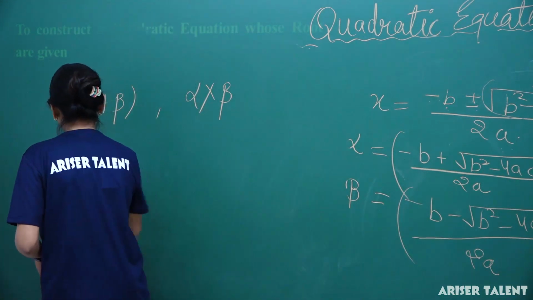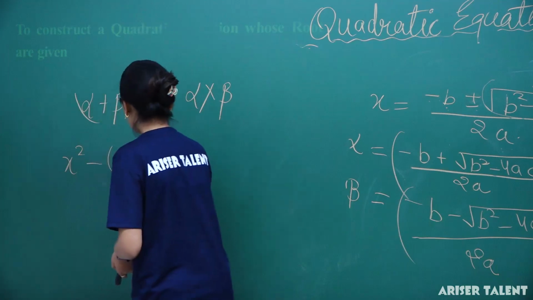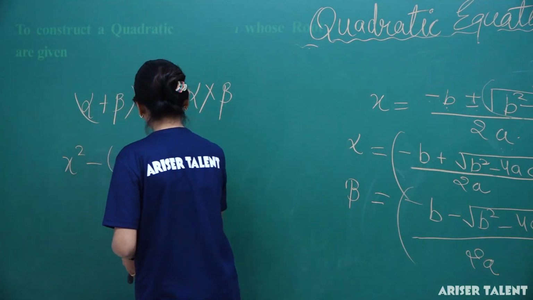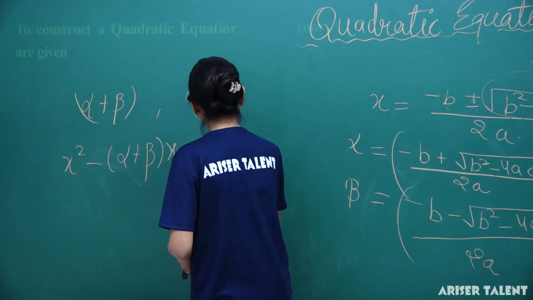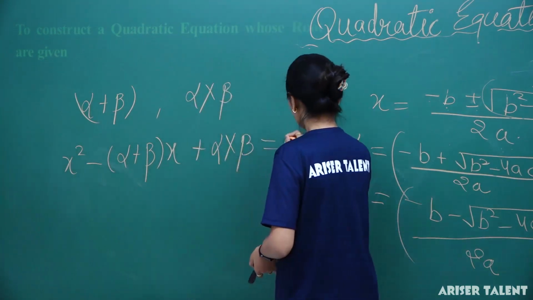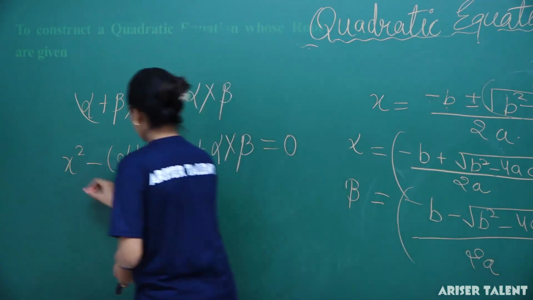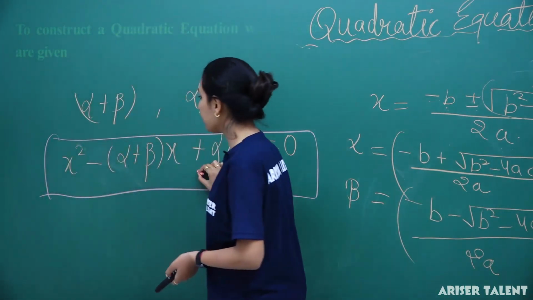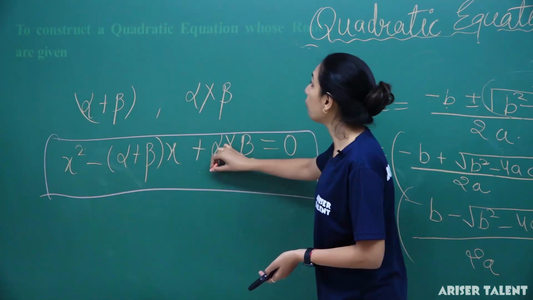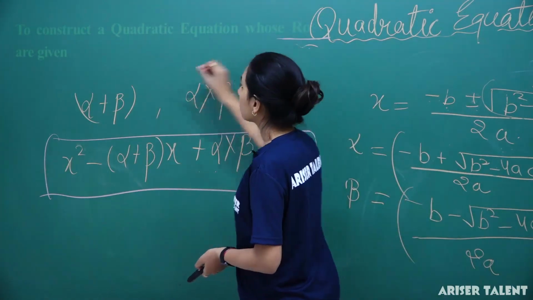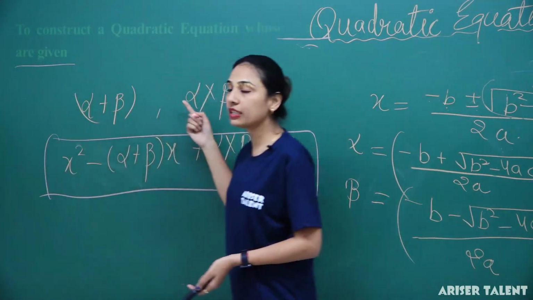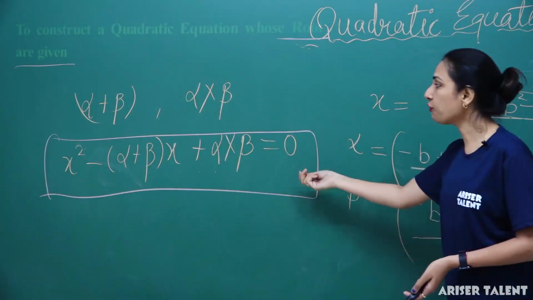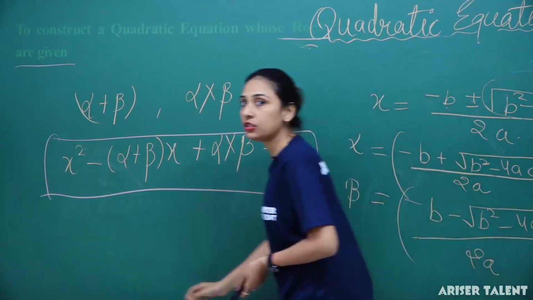X square minus (alpha plus beta) x plus alpha multiplied by beta equals 0. And that will be your equation. That will be the equation that you will be making from the given roots. So if the roots are given, you can make the equation by this formula. Note it.